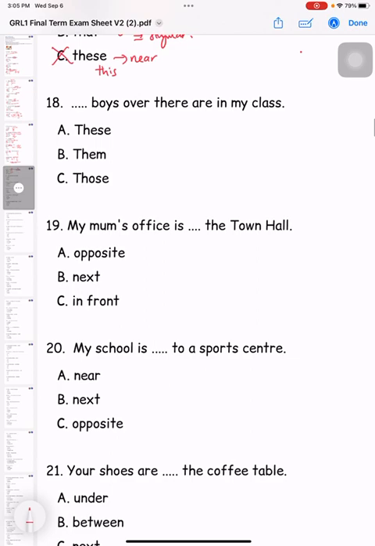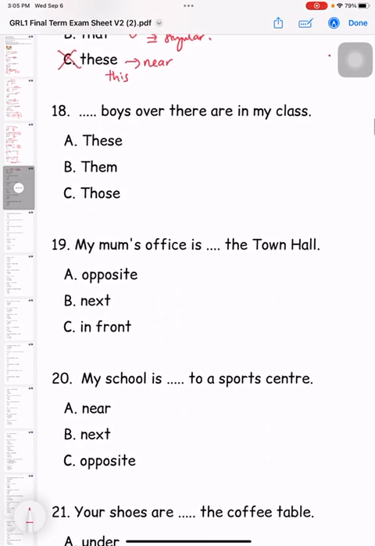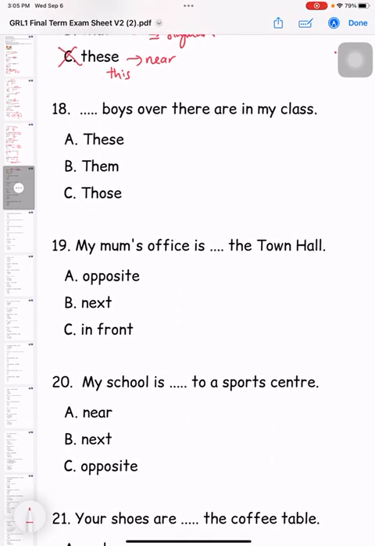Okay, 18. Boys over there are in my class. All right, boys over there. So first of all, it's far away or near? Over there. So it's far. Okay, I think the only possible answer is C because this is not far, this is near. And them, this is wrong also. So the only answer is those boys.